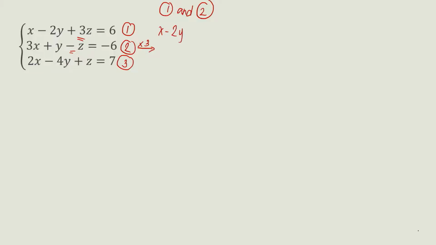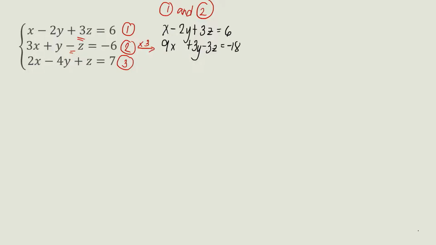So x minus 2y plus 3z is equal to 6. And then, second equation multiplied by 3, this is 9x plus 3y minus 3z is equal to negative 18.